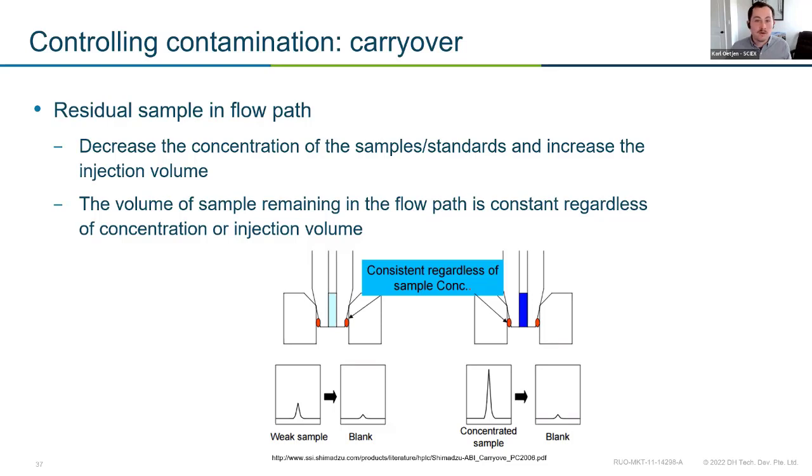To get rid of this, we can lower injection volume, and depending on your autosampler, you can go ahead and do some more external rinsing to try to remove this contamination, but it can be a tricky thing to do.